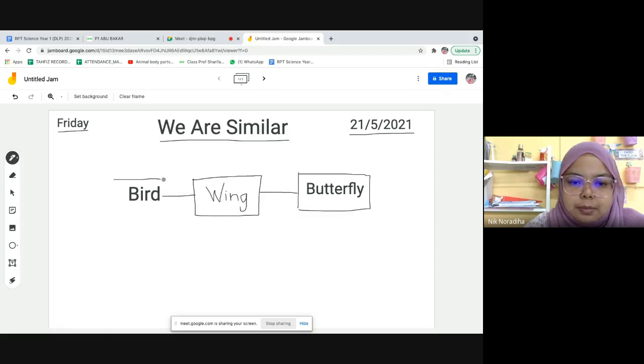Alright. Okay, you can draw a box outside. Alright, so you can do it like this. Okay, the first one, similar body part that bird and butterfly have is a wing. Okay, you can write now inside your book. If you have any problem, you can tell teacher, okay? If you want to ask teacher something, you can ask me.